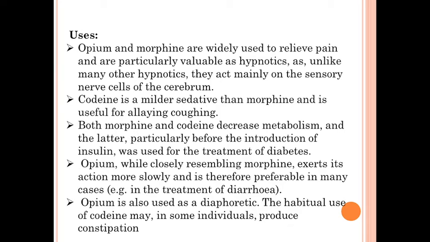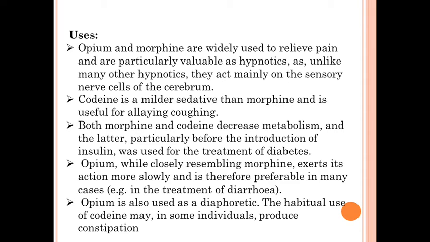Codeine is one of the opium alkaloids that is used in cough suppressant mixtures. It suppresses the cough center in the brainstem, and due to this it is used as a cough suppressant in various cough mixtures.